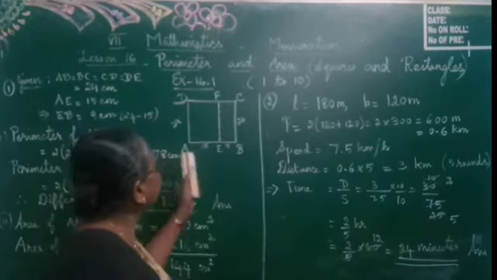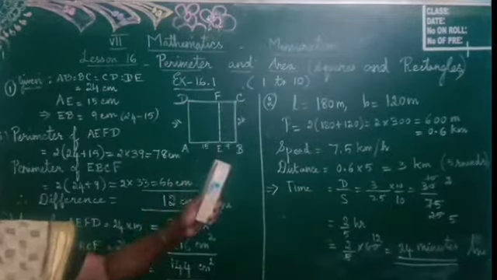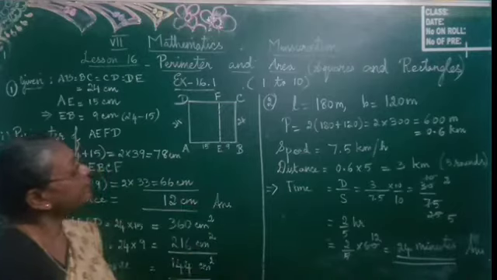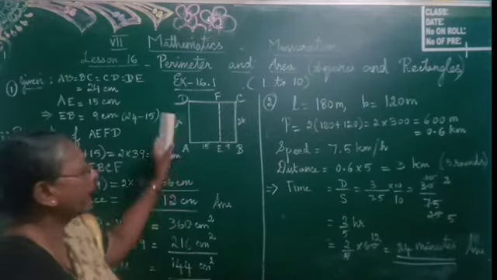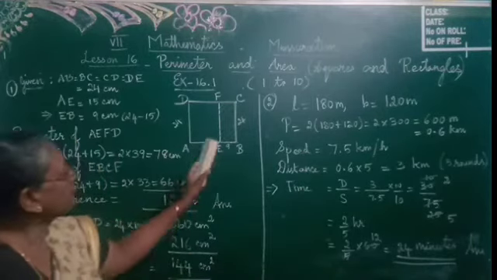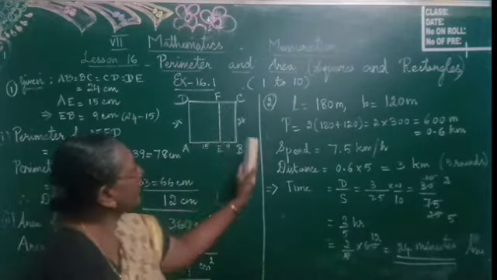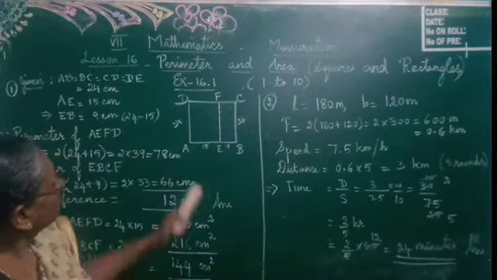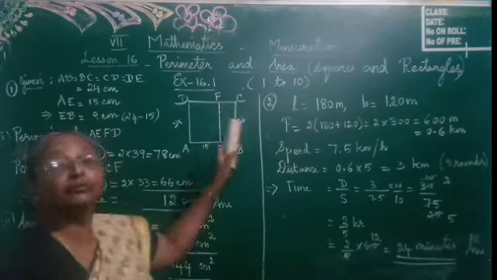Here, ABCD is a square. They have mentioned it is a square. And EF is parallel to BC. That means it is parallel to AD also, because it is a square. AD, EF and BC all are parallel to each other. And we have two rectangles within a square.